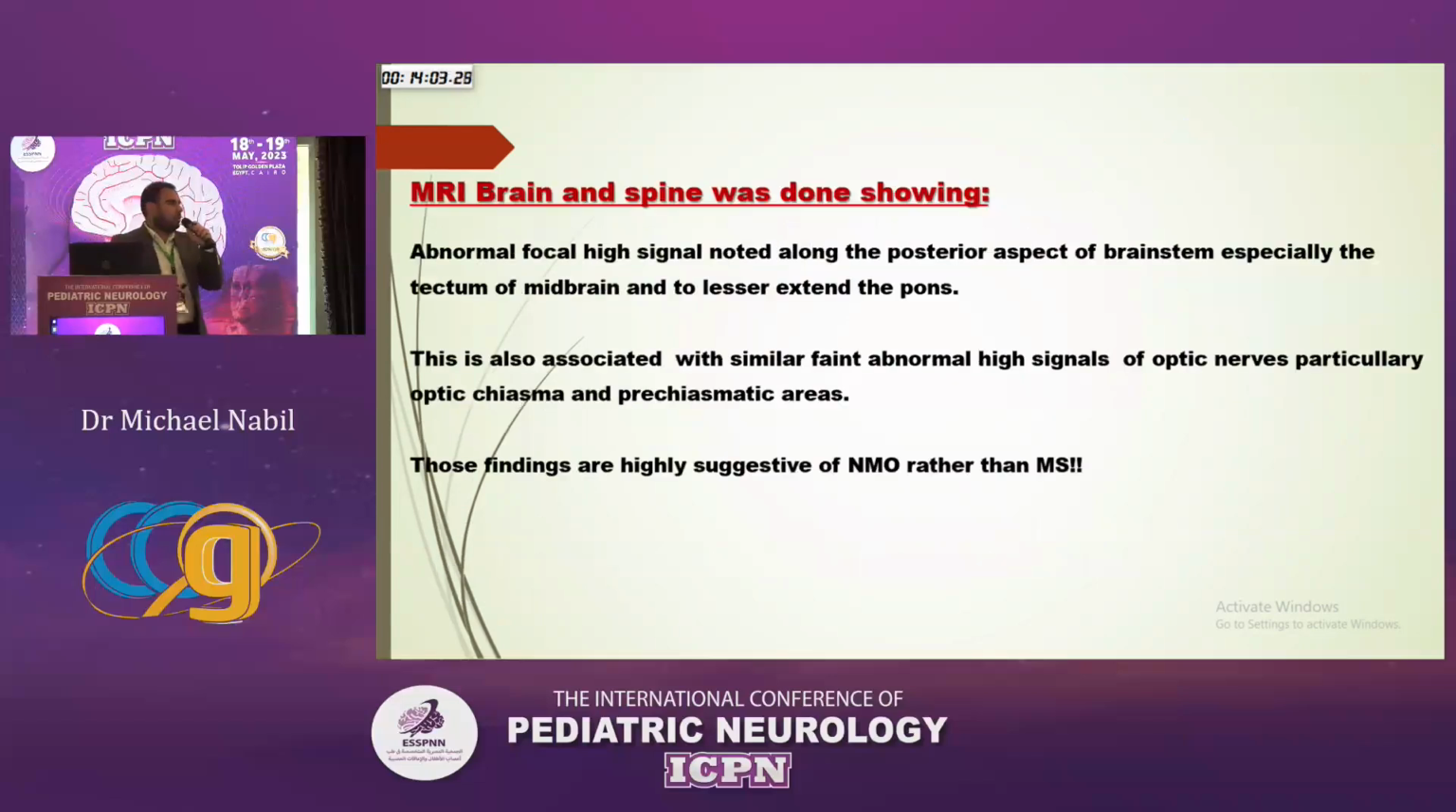As usual, we started with neuroimaging. We did MRI brain and spine that showed abnormal focal high signal noted along the posterior aspect of the brainstem, especially the tectum of the midbrain and to a little extent the pons. This is also associated with similar faint abnormal high signals of the optic nerve, particularly the optic chiasma and the prechiasmatic areas. And those findings, as mentioned in the MRI report, are highly suggestive of NMO rather than MS.